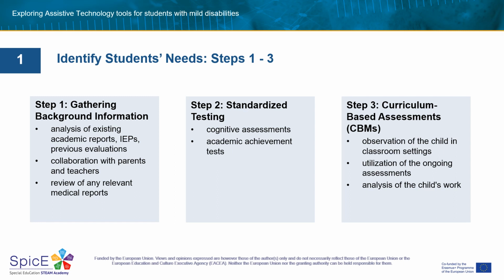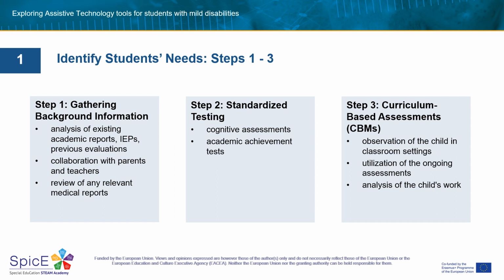Step 2. Standardized testing. For the proper assessment, standardized testing in several directions should be used. First is the cognitive assessment. Standardized tests are designed to measure overall cognitive abilities, processing speed, memory, and problem-solving skills. The academic achievement test can be used to identify specific areas of suspected difficulty like reading, writing, and math. These tests can identify concrete skill gaps and learning styles.